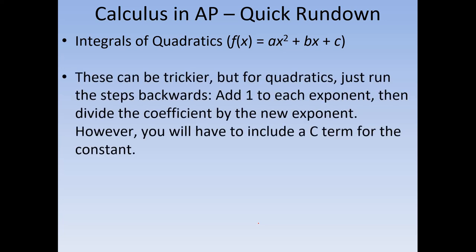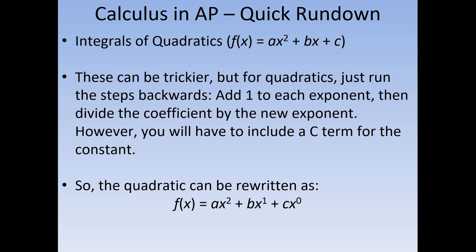Integrals for the most part can be trickier, but with quadratics, it's actually really straightforward. Basically, you just kind of do the backward steps of what you just did with the derivative. You might actually have learned it in calculus as being called an antiderivative, because that's kind of what it is. It's the opposite of taking the derivative. So in taking the derivative, we multiplied the coefficients by the exponents, then we subtracted 1. We're going to do this backwards. We're going to add 1 to each exponent, and instead of multiplying, we're going to divide by whatever our exponent is.